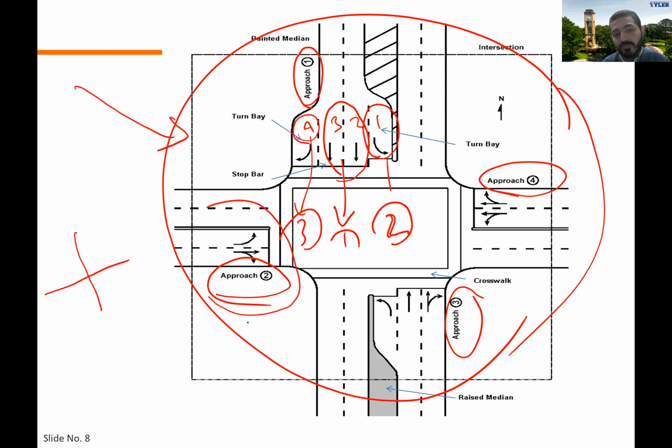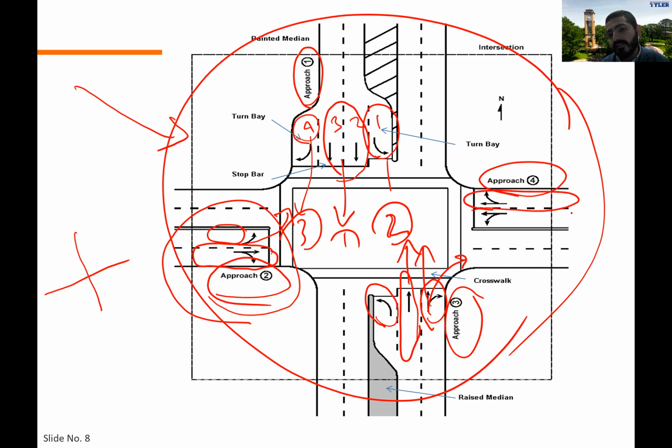Going to approach two, here I have a left turn, which is one group by itself, and one lane that serves through and right, which is another group. For approach three, I have one lane going through the intersection, which is one group by itself. I have a designated left turn, which is another group. I have one lane that serves through and right, which is a third group. For approach 4, I have one lane designated for through and right, which is one group by itself, and I have another lane for through and left turn, which is another group.